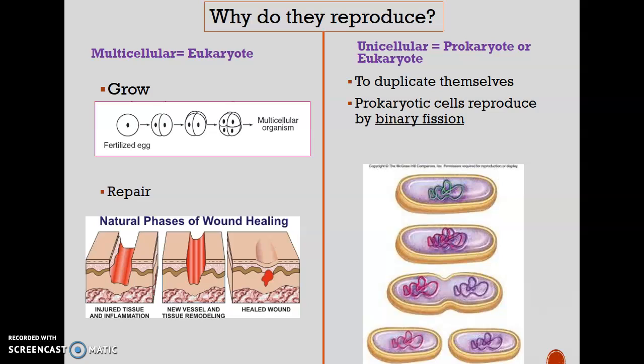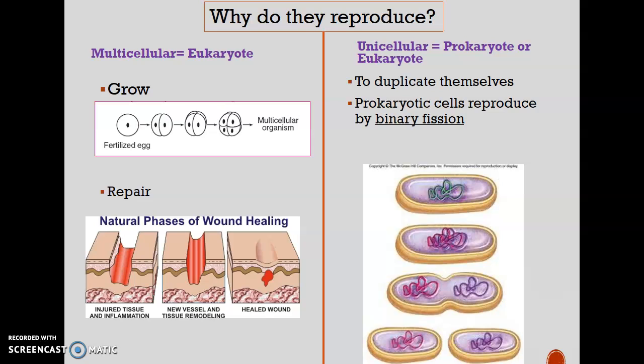Unicellular, so prokaryotic or eukaryotic, single-celled organisms would reproduce in order to duplicate themselves. For a single-celled organism, they're going to basically have offspring just by making an identical copy of themselves, right? And we call that type of reproduction binary fission when we're referring to prokaryotic cells, which, as you know, are bacterial cells, right? So prokaryotes reproduce by what we call binary fission.